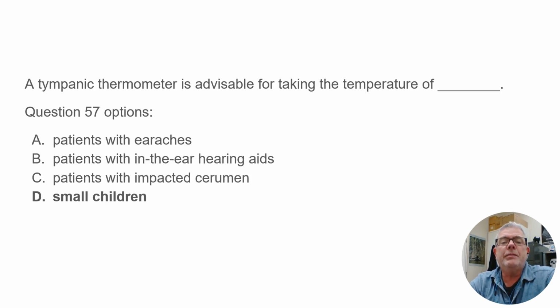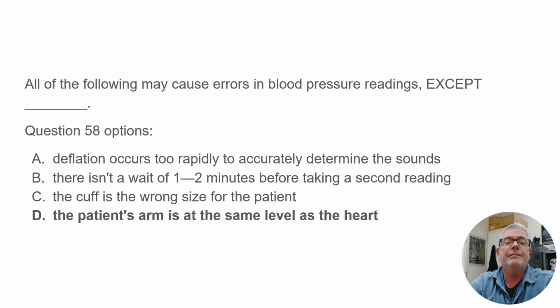A tympanic thermometer is advisable for taking the temperature of, the answer is small children. To answer that question, you have to know what a tympanic thermometer is. A tympanic thermometer is used on the tympanic membrane, which is otherwise known as the eardrum. So a tympanic thermometer is one of those thermometers that are used in the ears, which is good for small children who have a hard time sitting still for a long period of time.